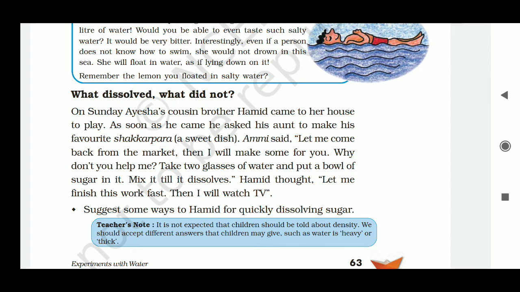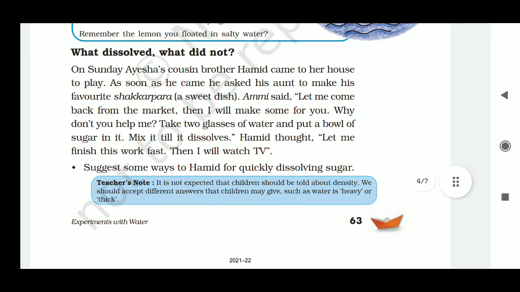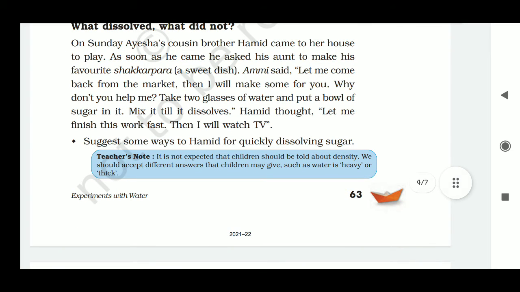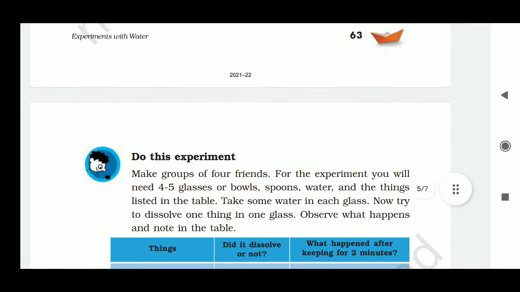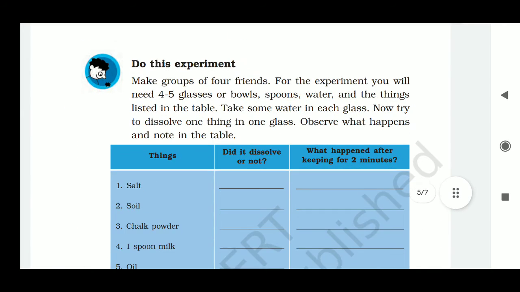"Take 2 glasses of water and put a bowl of sugar in it. In order to make shakkar para, you have to take water and sugar, and mix it till it dissolves." Hamid thought, "Let me finish this work first, then I will watch TV." Suggest some ways for Hamid to quickly dissolve sugar. So do this experiment.